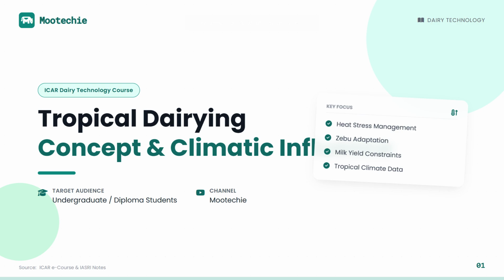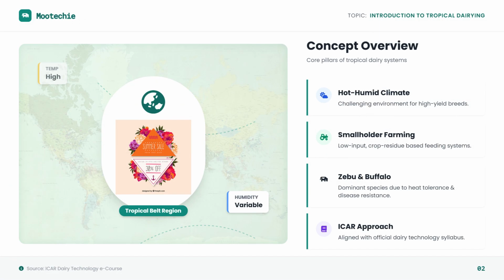Good morning, everyone. In today's class, we are going to study an important topic in dairy technology known as tropical dairying. This topic explains how climatic conditions influence dairy farming systems in tropical regions. In this session, we will understand the concept of tropical dairying and its climatic influence in a clear and systematic manner. To begin with, let us look at the basic concept of tropical dairying.